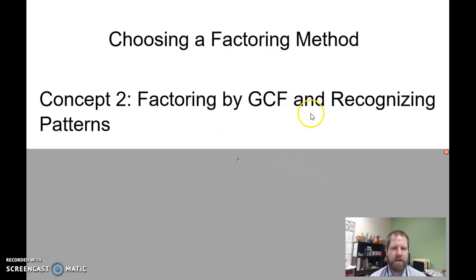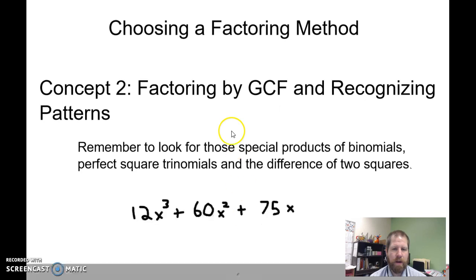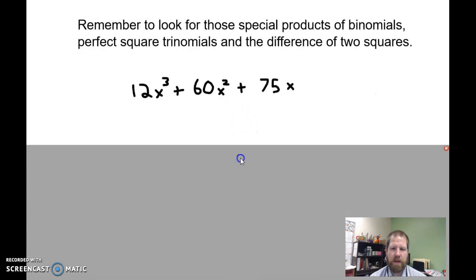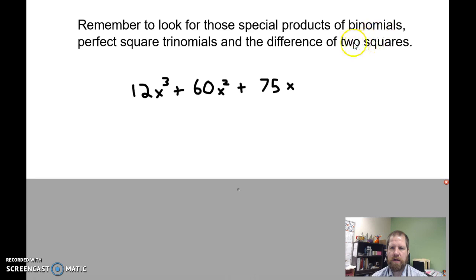Concept 2, factoring by greatest common factor and recognizing patterns. Alright, so if you remember from our last lesson in our last chapter, we have some special products of binomials. We have the perfect square trinomials, both the positive and the negative ones, and then we have the difference of two squares.